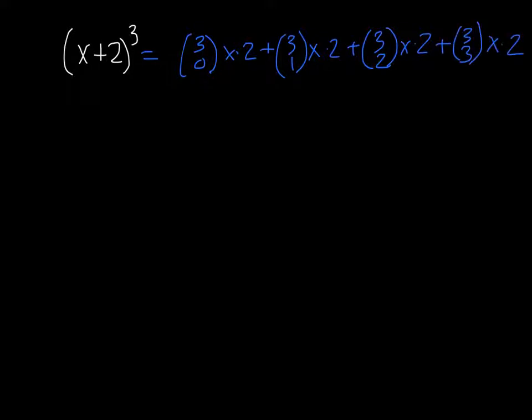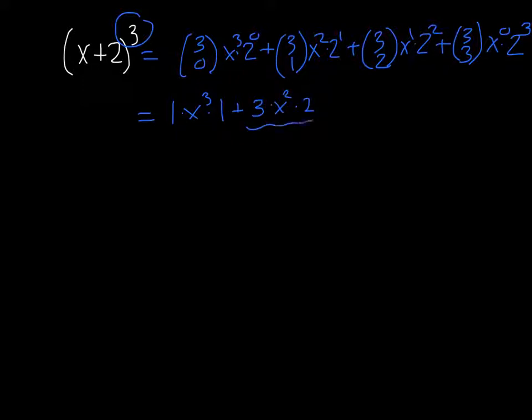And then I work on my exponents. I have a 3 here, so the x starts with 3, 2, 1, 0. And then my 2 is going to go 0, 1, 2, 3. And then I always just do a little double check and make sure that they add up to 3, so I know I didn't make any mistakes. And now I figure out what these are. 3 choose 0 is 1. X cubed is x cubed. 2 to the 0 is 1. 3 choose 1 is 3. X squared, 2 to the first is 2.